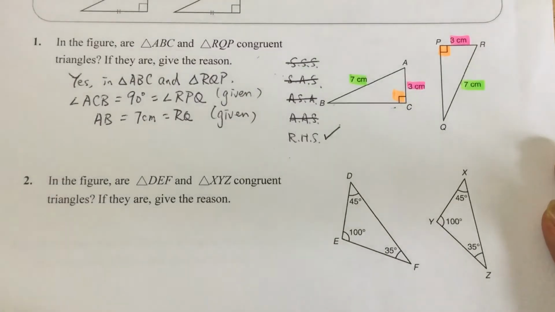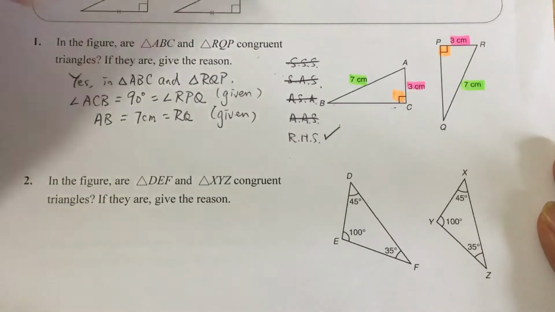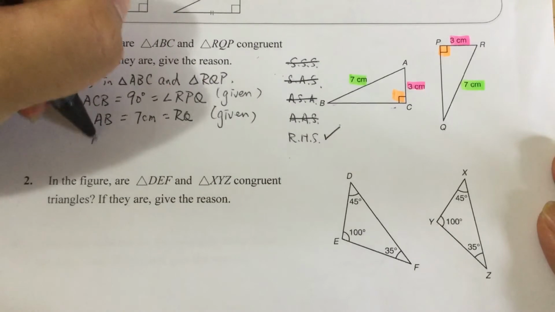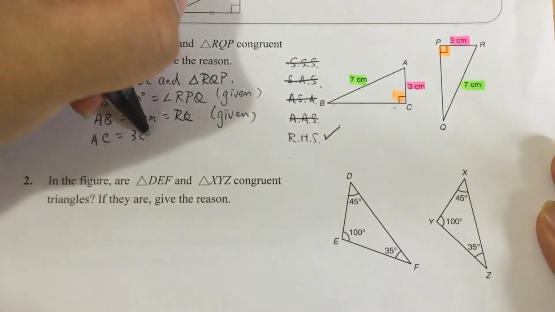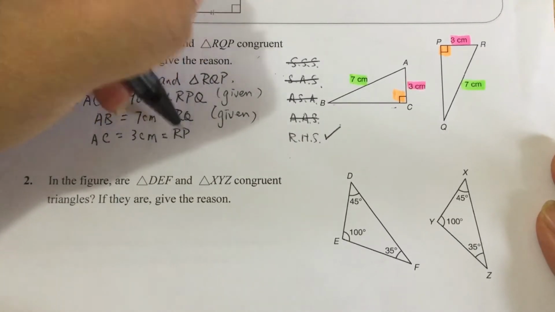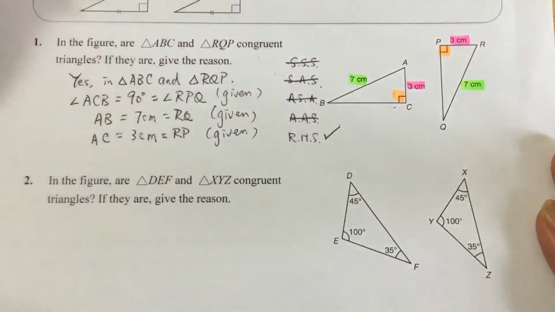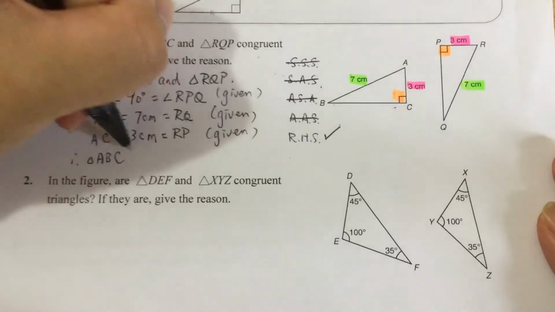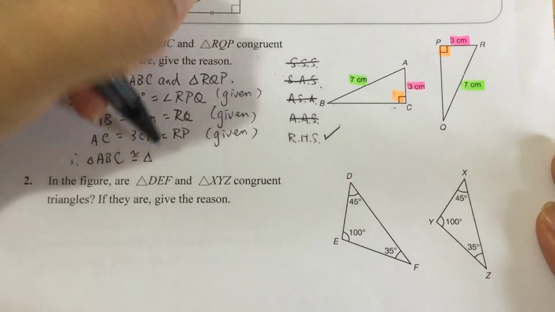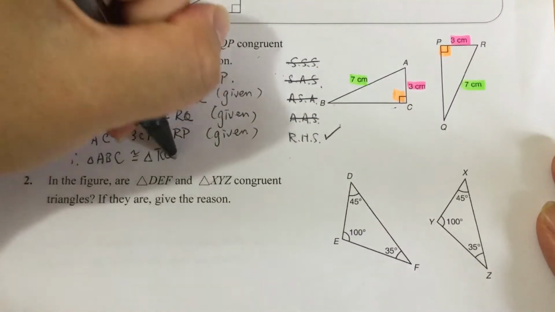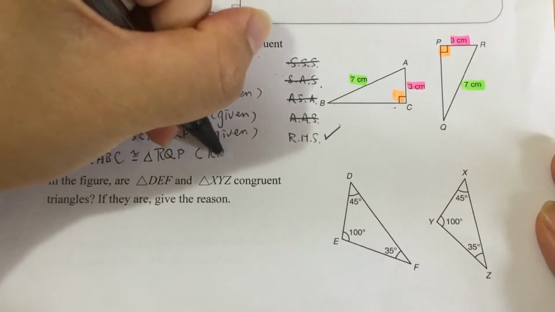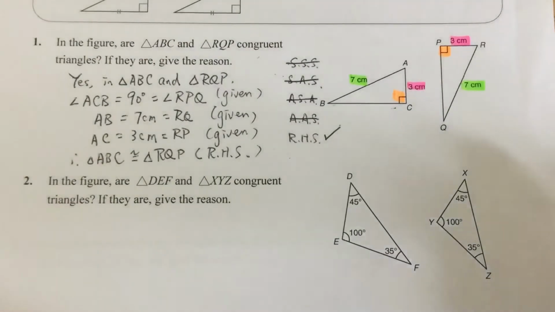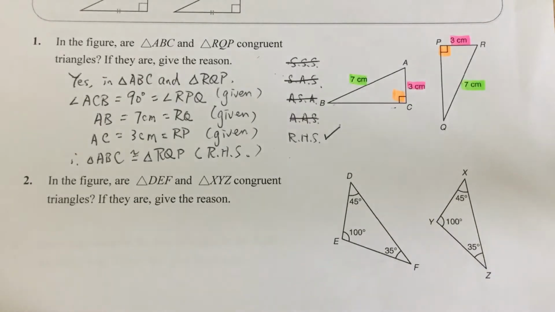This is H. And finally, we'll have the side. Okay, the side will be AC equals RP, 3 cm equal. So this is the third condition given. So you will see that triangle ABC is congruent to triangle RQP. So this one is RHS. So we solved the first question. And okay, now we will go to question 2.